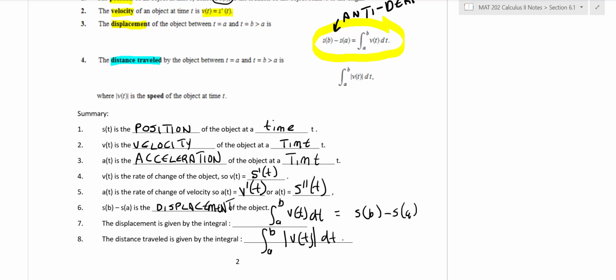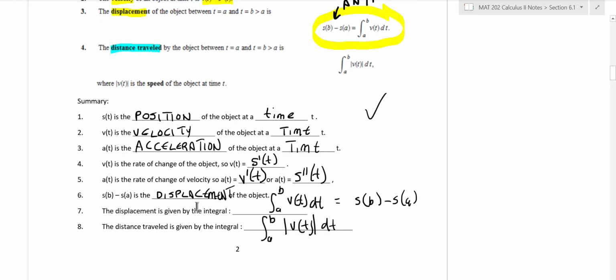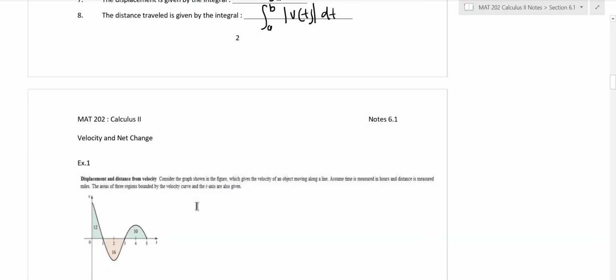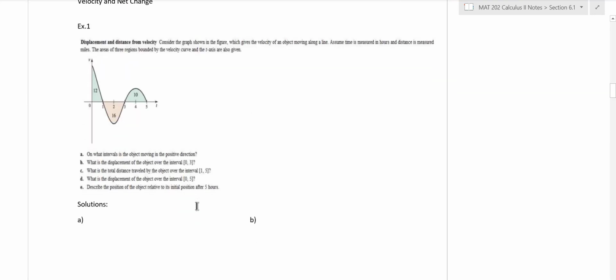Hopefully you're catching on to that and you've got this summary down. These are the key things that you want to know. I'm going to move on to the next page. Pause if you need to. Now I'm going to look at some of the types of problems that you'll do on homework to get us started. This is a typical thing that you'll see on your homework. Let's read what we've got going on here.